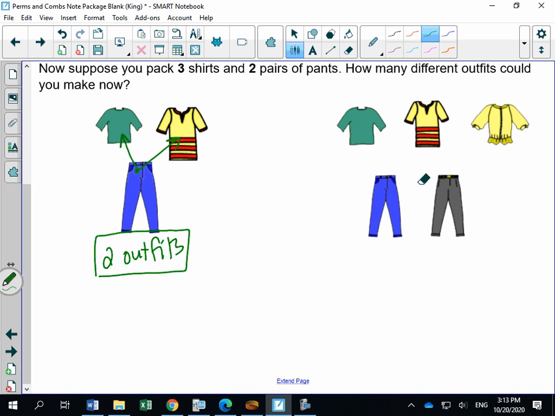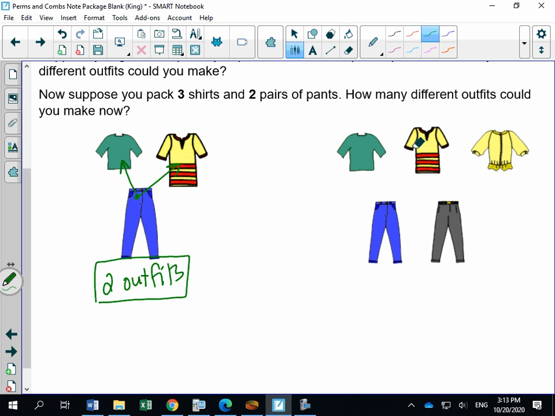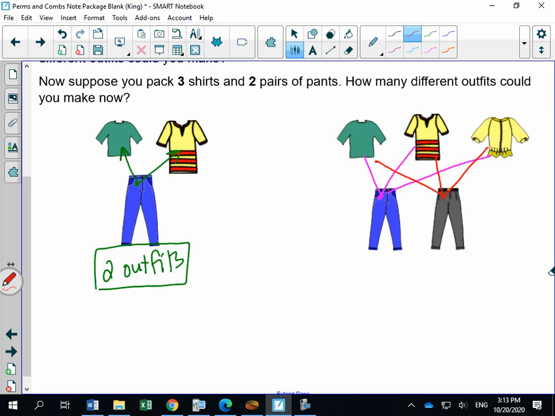In the second example, it says, now suppose you pack 3 shirts and 2 pairs of pants. How many different outfits could you make? So going back to, let's start with this pair of pants. That pair of pants could make a total of 3 outfits because I could join it with any of those 3 shirts. And then this pair of pants, I could make 3 outfits from. So if I had 3 shirts and 2 pairs of pants, the total number of outfits that I would have would be 6 outfits.